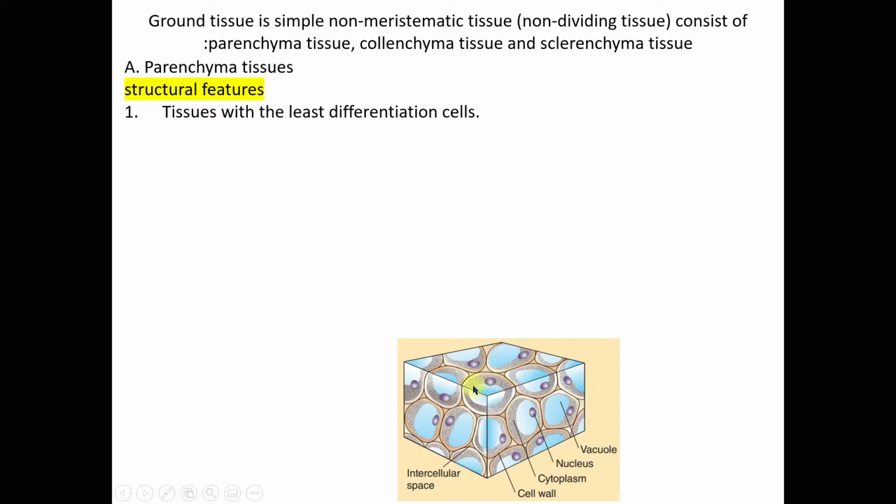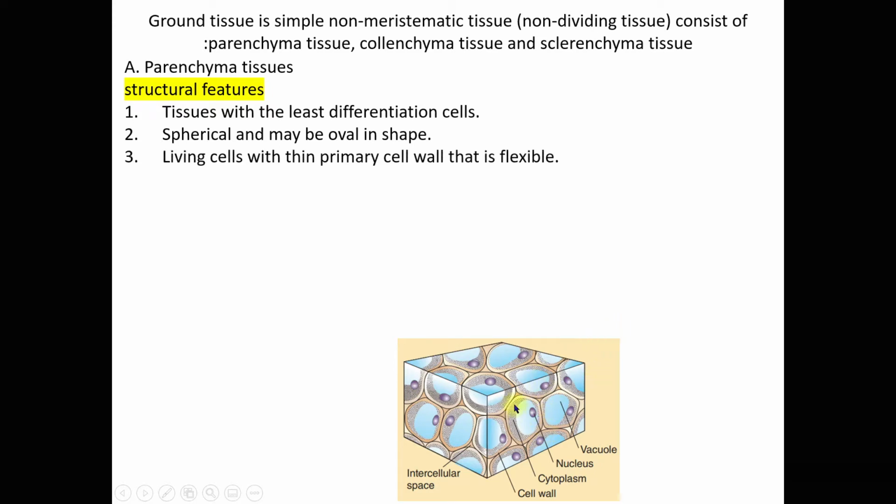So this is how they look. This is the parenchyma tissue, and these are the parenchyma cells. They are spherical, as you can see from here, and maybe oval in shape. They are living cells with a thin primary cell wall that is flexible.